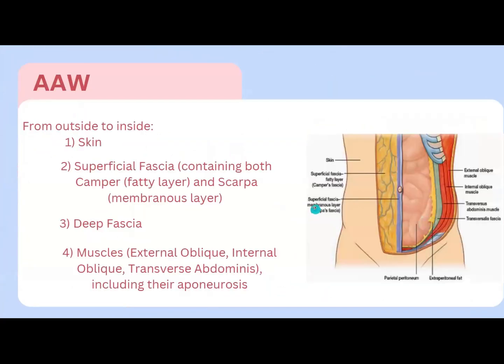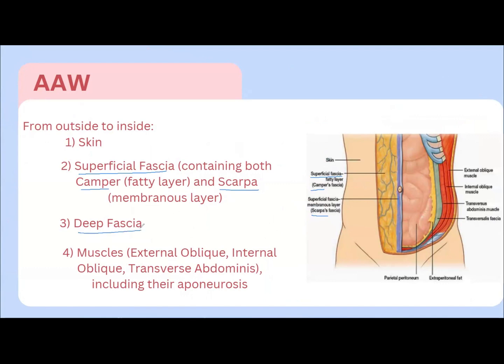So anterior abdominal wall, okay? From outside to inside, first we have the skin. Let me remove the chart, okay? First we have the skin, then we have the superficial fascia, which is called the Camper and the Scarpa, okay? Superficial fascia contains two fascias, the Camper and the Scarpa. Camper is the outside most, it's fatty layer, and the Scarpa is the inner one, which is the membranous layer, this blue structure right here.